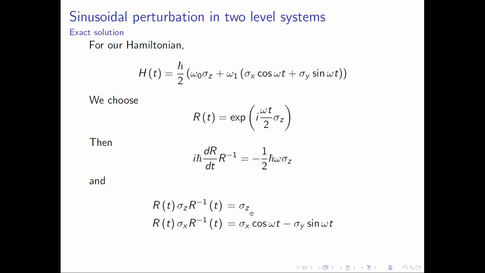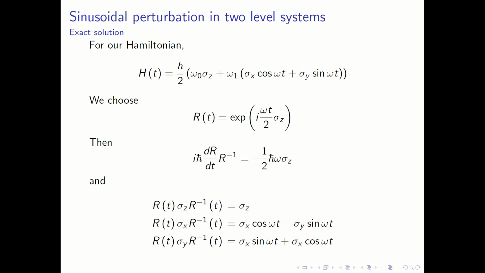Well, to calculate R(t) sigma x R inverse(t), we need to use the Baker-Hausdorff lemma that we had discussed before, and if we use it, it's pretty straightforward to do the calculation. We will end up with sigma x cos omega t minus sigma y sin omega t. Given the fact that R of t produces rotations about the z-axis, this result should be pretty easy to understand. And what about sigma y? Well, R(t) sigma y R inverse(t) is going to be the same rotation acting on sigma y, so sigma x sin omega t plus sigma y cos omega t. There's a typo here, this should be sigma y.